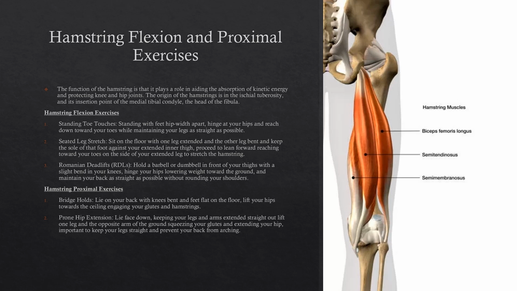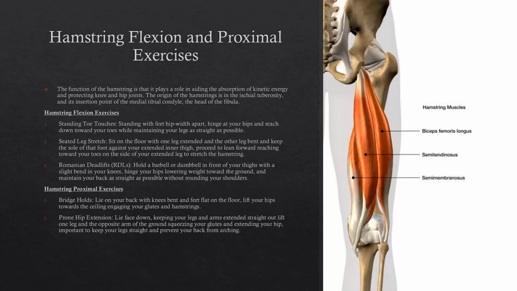And the last one I did for flexion, I did Romanian deadlifts or RDLs. You hold a barbell or dumbbell in front of your thighs with a slight bend in your knees. Hinge your hips, lowering weight toward the ground, and maintain your back as straight as possible without rounding your shoulders.